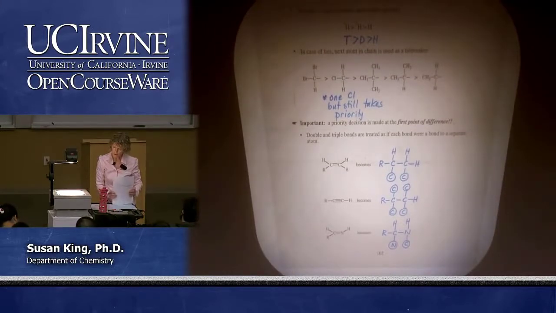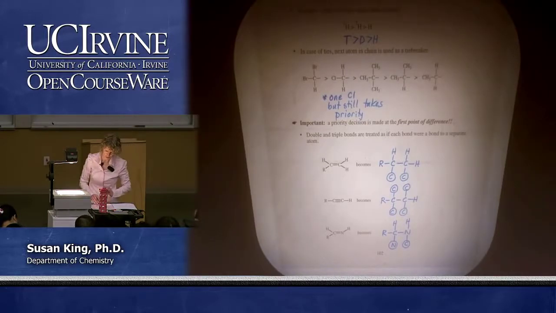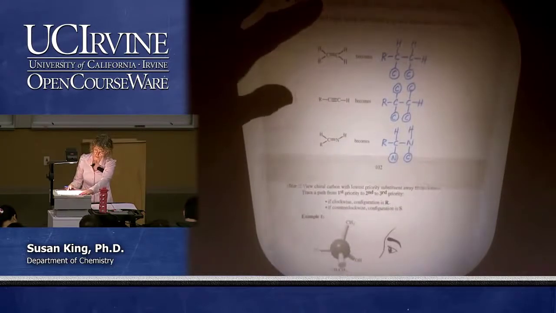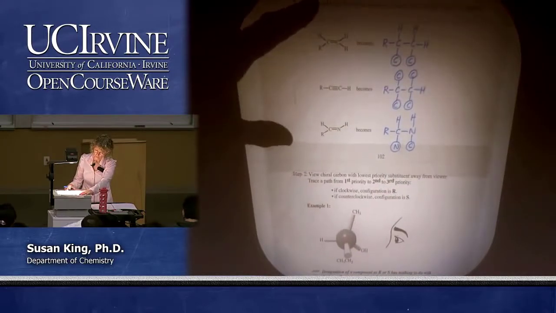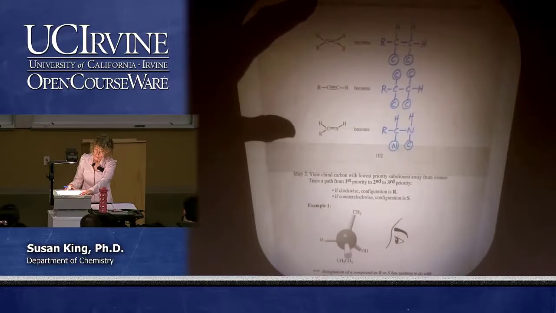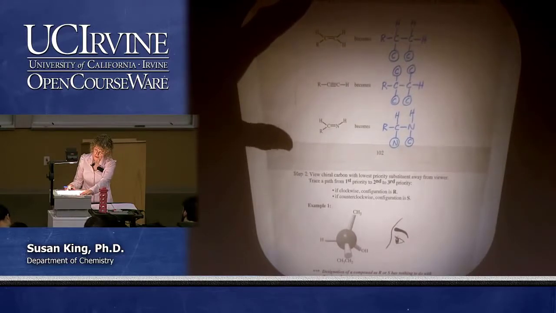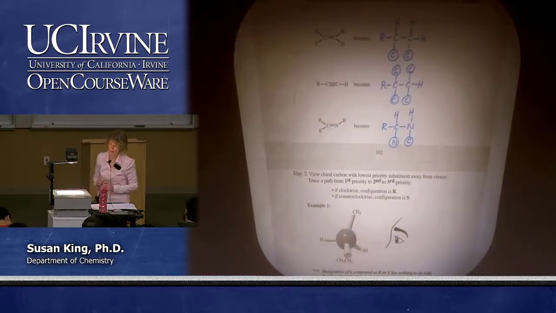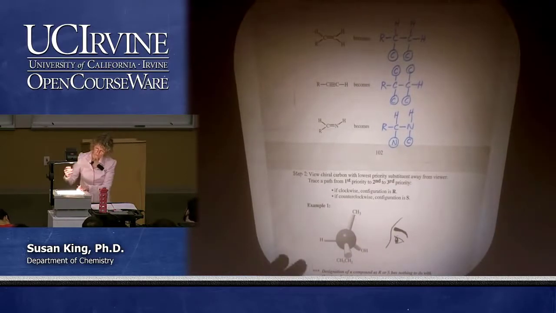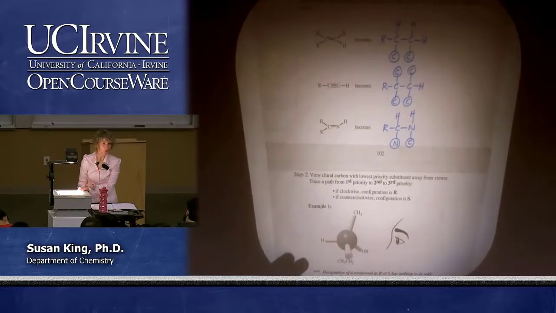So that's step 1. Step 2, we're going to view the chiral carbon with the lowest priority substituent away from the viewer. Trace a path from the first priority to the second to the third. So if we look at this molecule, for example, what's going to be the highest priority?